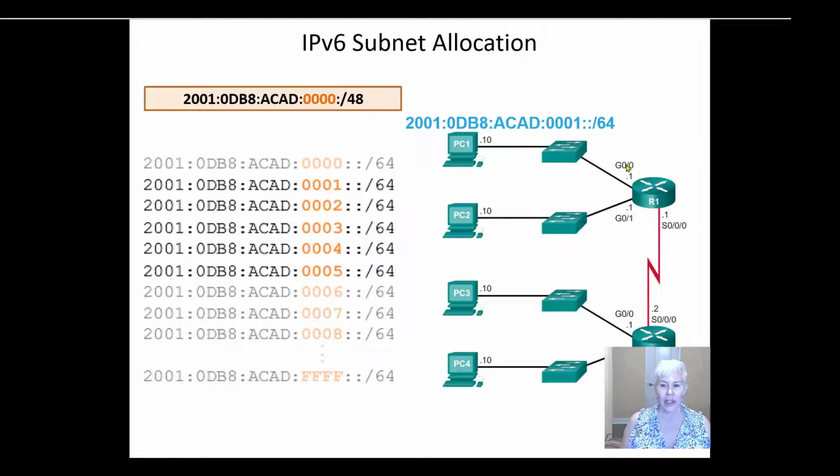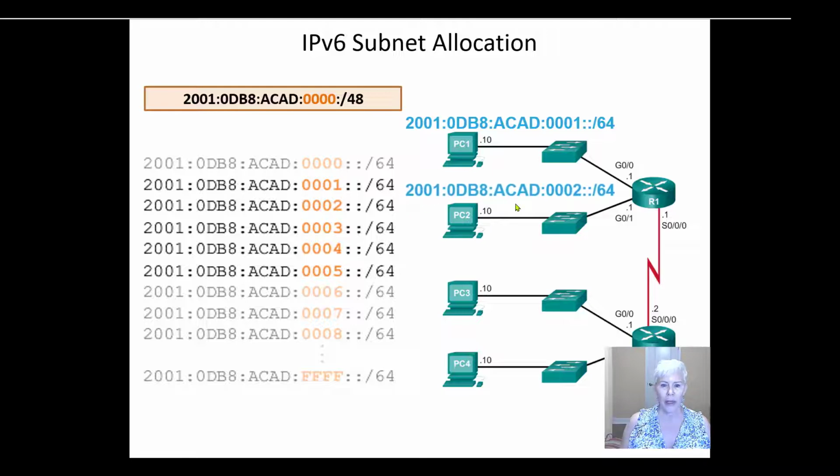Notice that the G0/0 interface, which is my default gateway, is being given the first usable address, just the same way we would with IPv4. I give each end device a unique IPv6 address. A good rule of thumb is to assign the first usable address to your default gateway.